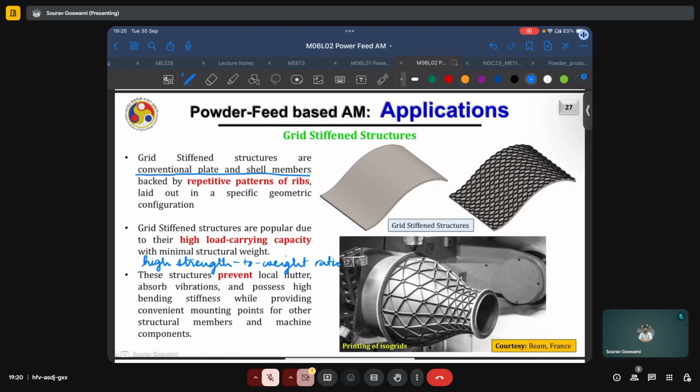Typically, titanium is a material which is well noted for its high strength to weight ratio, but using these defined modifications and the application of grid stiffened structures, even other materials such as say nickel superalloys or even who knows austenitic stainless steels can be rendered with high strength to weight ratios. And these structures typically prevent local flutter, they absorb vibrations, and they possess high bending stiffness, while providing convenient mounting points for other structural members and machine components.